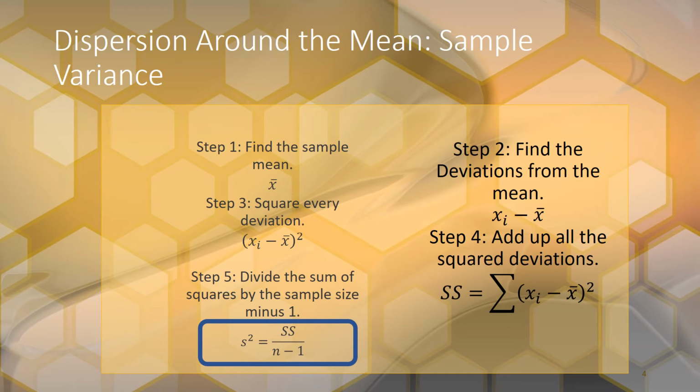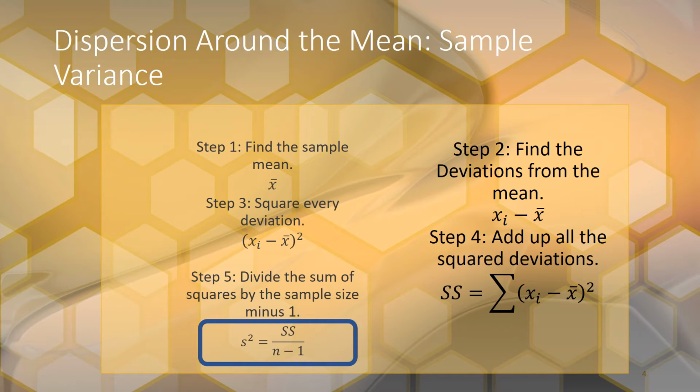On this slide, I'm going to talk about how to calculate sample variance. And sample variance is a little different than population variance. It's pretty much the same until you get to step 5, and there's a slight difference, and I'll let you know what that difference is. But when you're calculating variance, you need to make sure you know if you're dealing with the population or the sample.